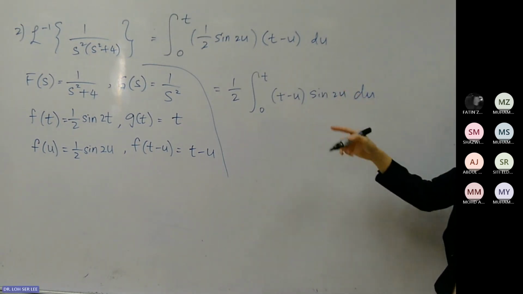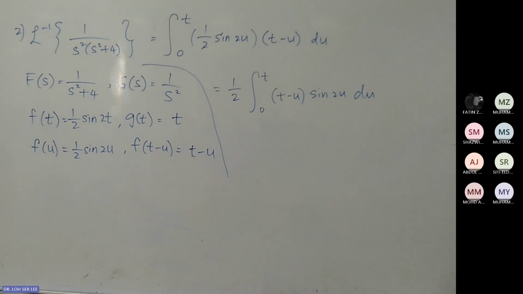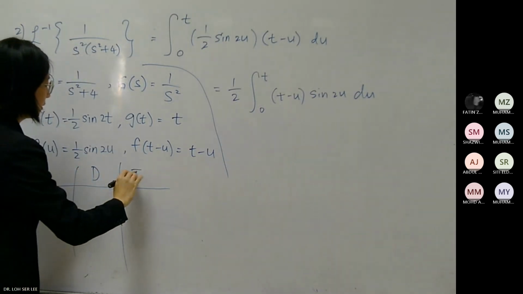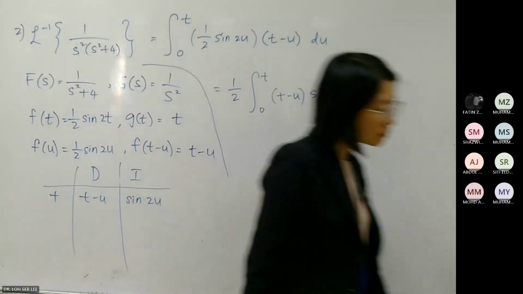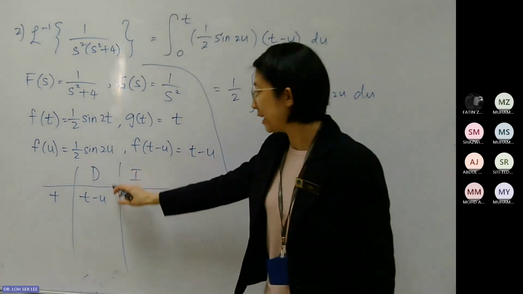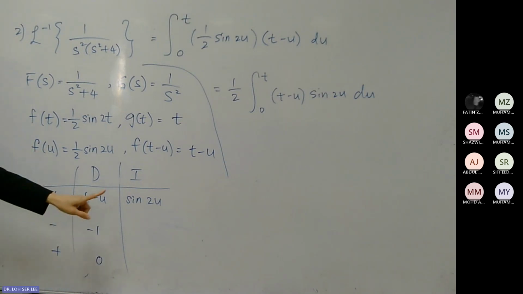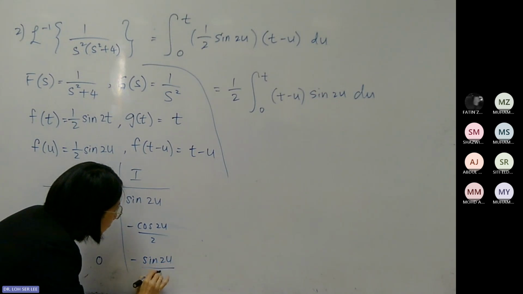So that we have a polynomial times sine function, polynomial in u, sine in u. When we solve the integration, what technique do we apply? Polynomial and sine: tabular. t minus u and sine 2u. When you differentiate this one with respect to u, remember with respect to u, and this one integrate, you get a negative cos 2u over 2. And here negative sine 2u over 4.